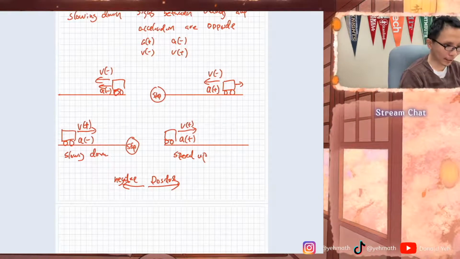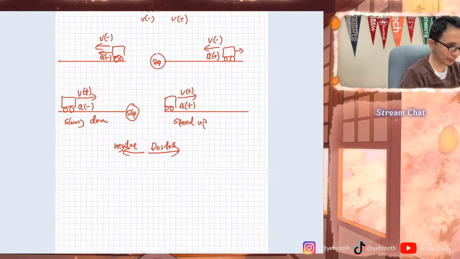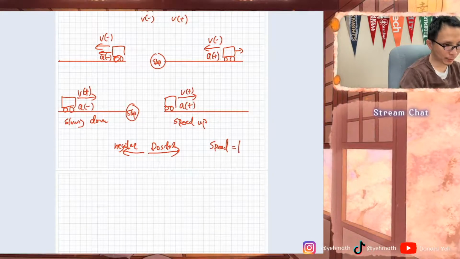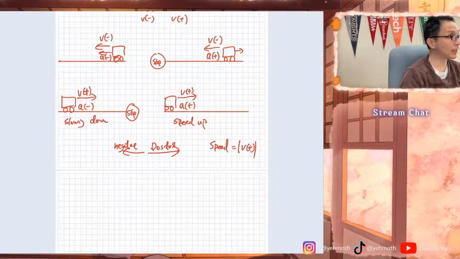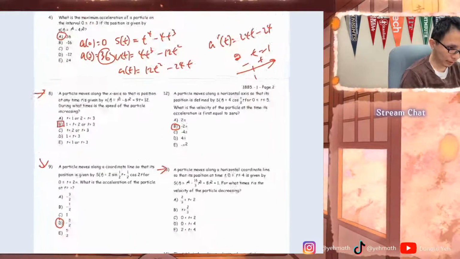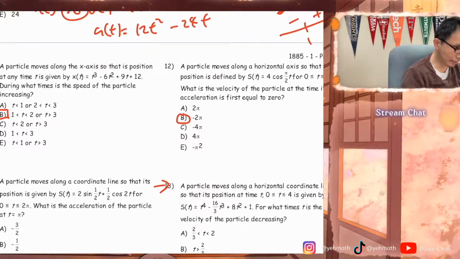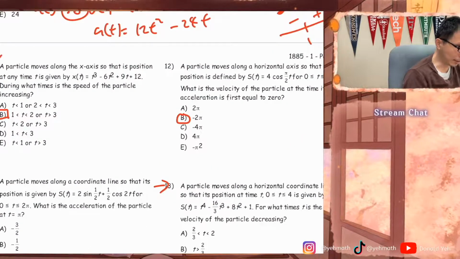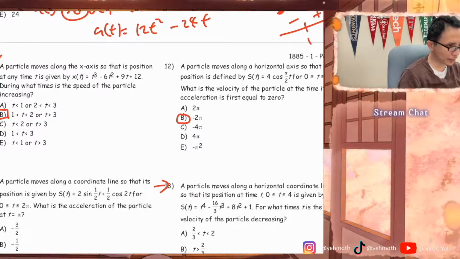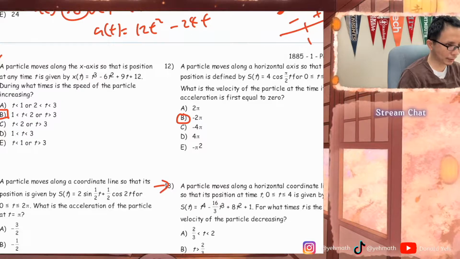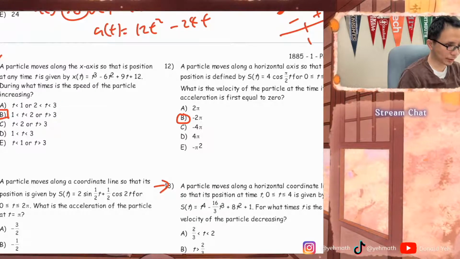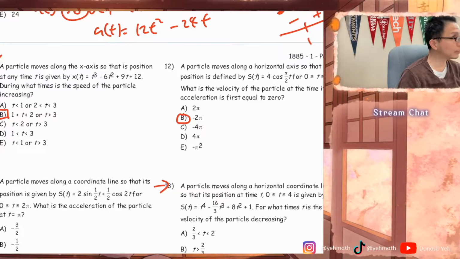Now, this caused a lot of confusion for a lot of students today. I say speed is equal to absolute value of velocity, and that's caused a lot of confusion for this particular question. For this particular question, number 8: a particle moving along the x-axis, let the position at any time be given by x(t) = t^3 - 6t^2 + 9t + 12.